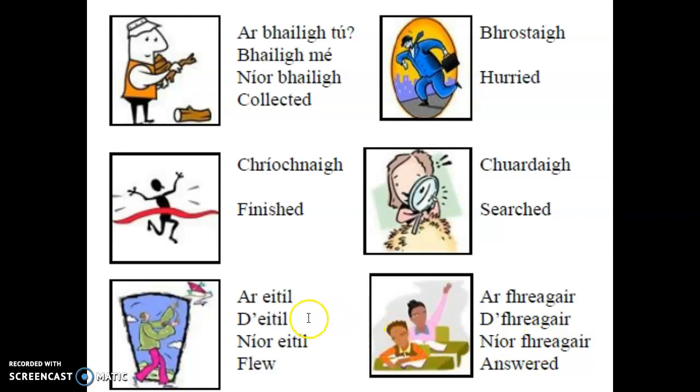Notice with ettel it starts with a vowel, so we put a D in front of it. But when asking the question and saying no, we have no D. For this one, it starts with an F, so we put a D and a H in the answer, but when asking the question there's no D, or when saying no there's no D.